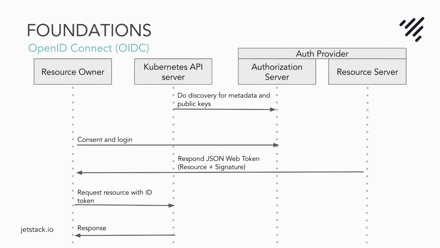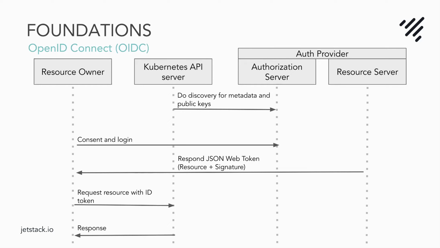If we take it into the Kubernetes world, when the Kubernetes API server starts up, if it's configured in such a way, it will first do a discovery against the OIDC provider. This discovery is basically hitting a well-known endpoint, where it will discover the public keys that will be used to sign the JSON Web Tokens. Then as a resource owner, I'll come along and consent to that OIDC provider. I'll get sent back my JSON Web Token containing my user information and cryptographically signed.